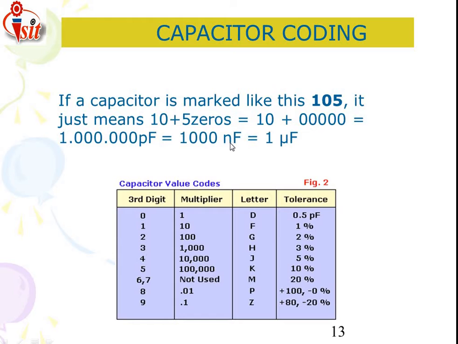If a capacitor is marked like this, 105U, it just means 10 plus 5 zeros, which is 1,000,000 picofarad, equal to 1000 nanofarad, that is 1 microfarad. Like this the capacitor is given that coding.